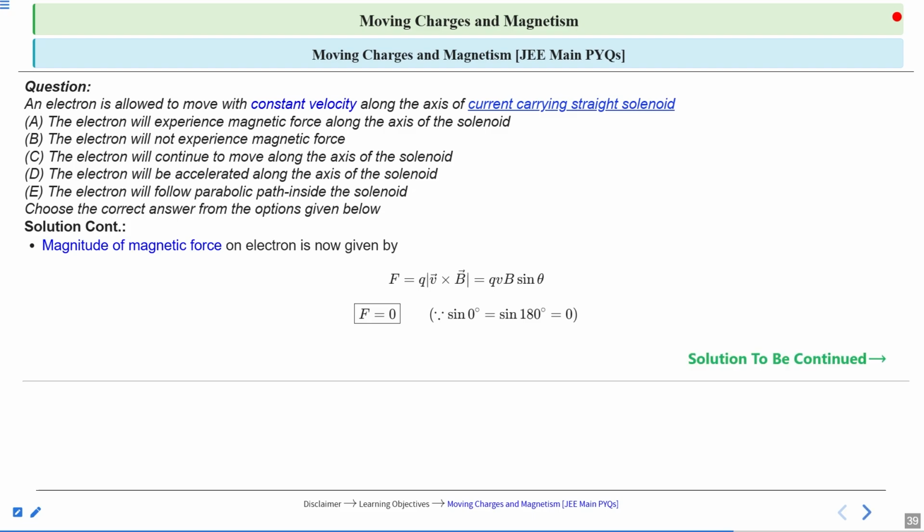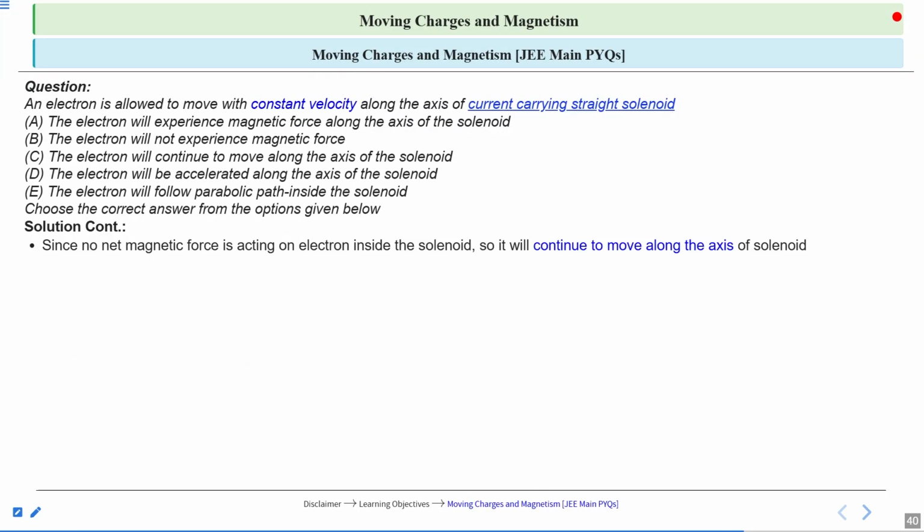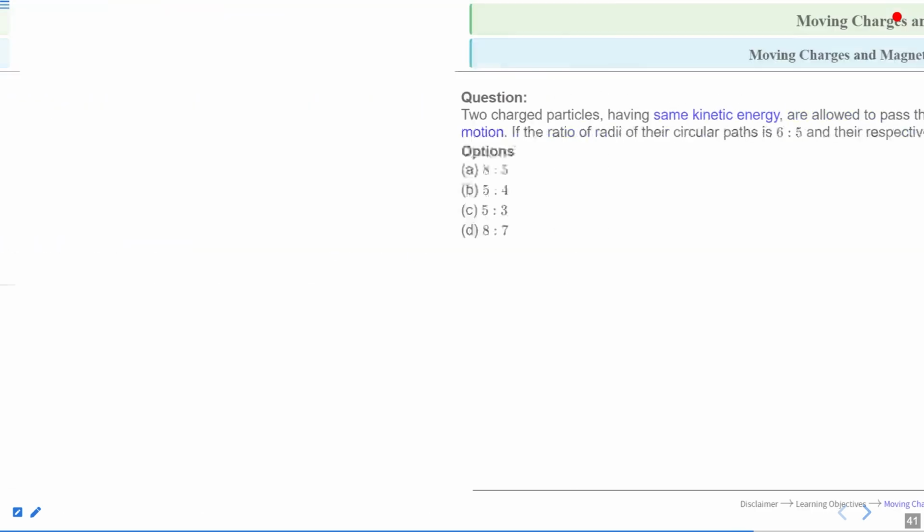So that means, since no net magnetic force is acting on the electron inside the solenoid, it will continue to move along the axis of the solenoid. So which statement is correct? Second, B statement, the electron will not experience magnetic force, is correct. And third statement, the electron will continue to move along the axis of the solenoid, is also correct. So both statements B and C are correct.